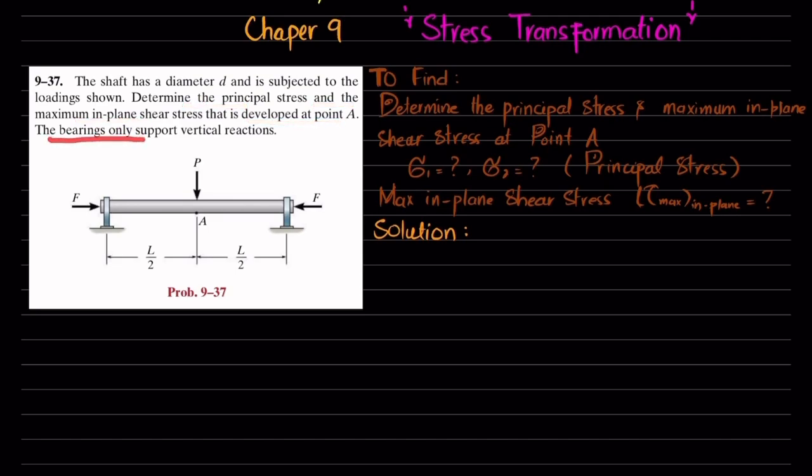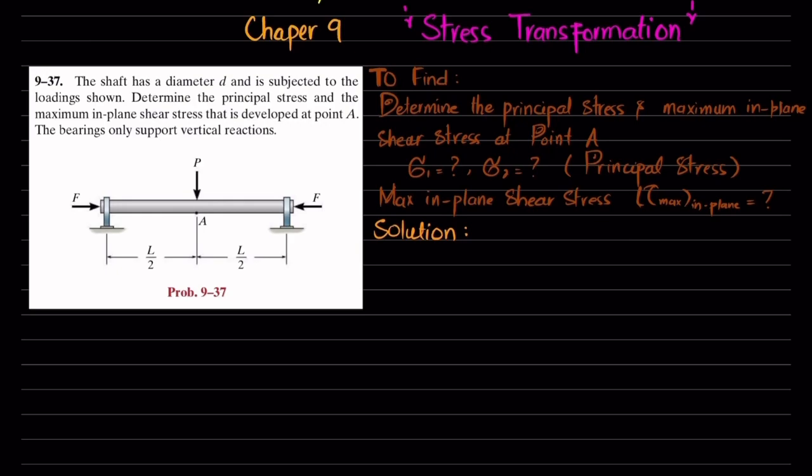The bearings only support vertical reaction. So you can see this is the shaft, and at this end and at this end we have bearings that only support vertical reaction. There is a point load P at this point. The total length is L. So you have to find the principal stresses, sigma 1 and sigma 2, and the maximum in-plane shear stress at this point A. So let's start with the solution.